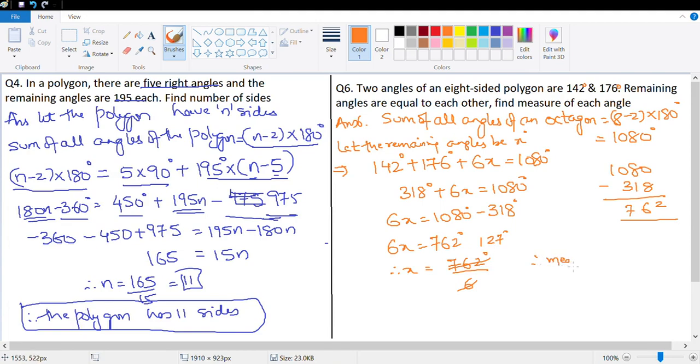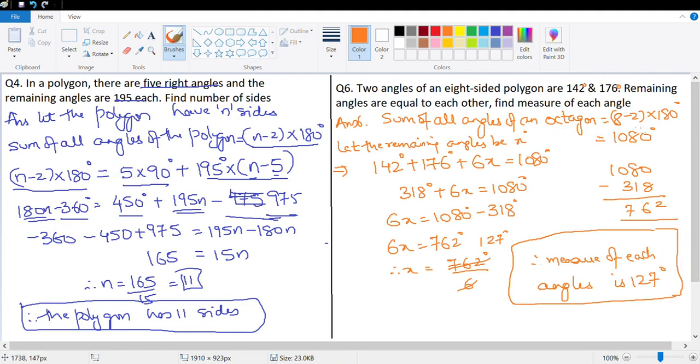Therefore, measure of each angle is 127 degree. Done. So basically we will calculate the sum of angles and then see what information is given and try and find the answer. Let's look at the next question.